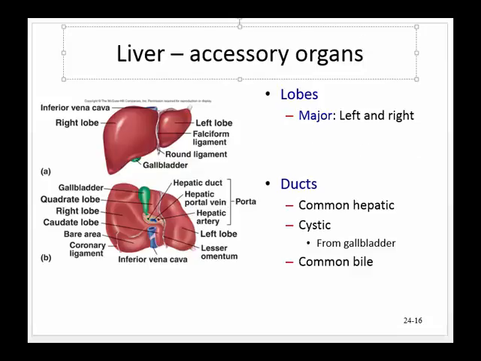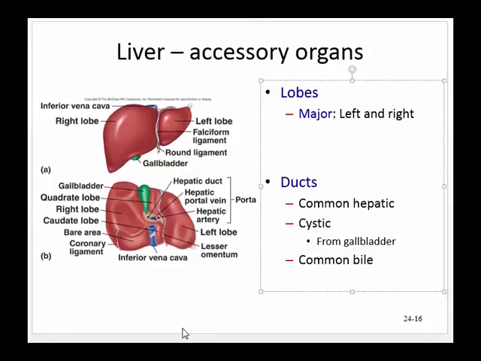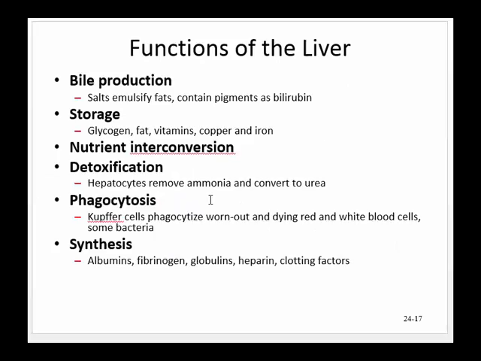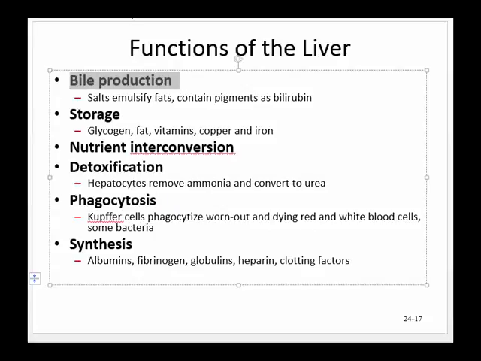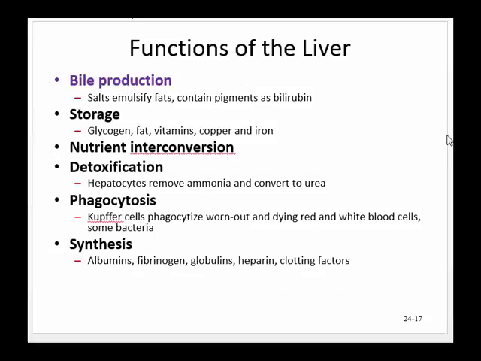And there are two major lobes to it and a couple of ducts. And there are a lot of different functions to the liver. It's also pretty large, kind of on the right side of the body. So, different functions of the liver. First and foremost, the major digestive function is to produce bile.